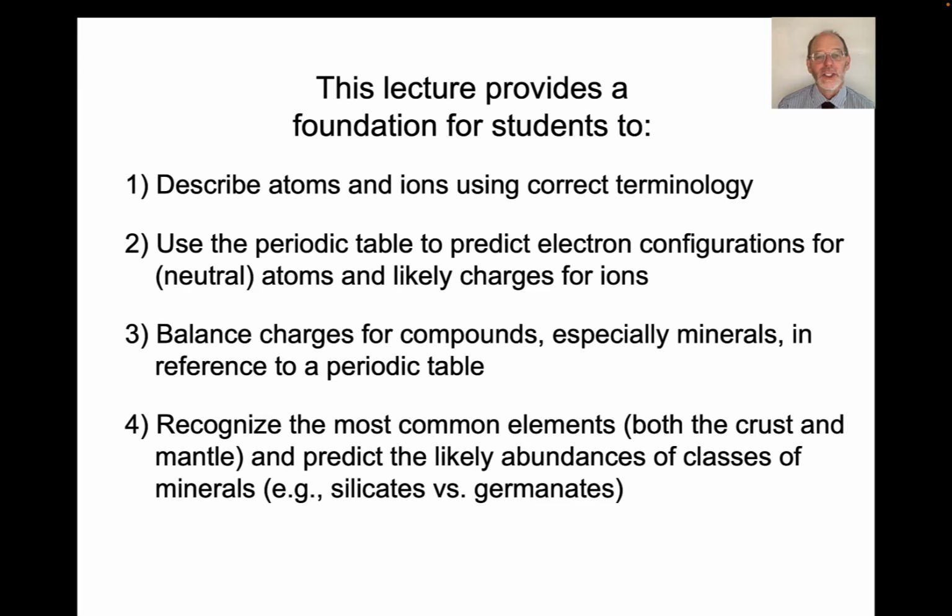At the end of this lecture, I hope that you would be able to use terms correctly for atoms and ions, use the periodic table to predict electron configurations, really likely charges for ions, to be able to balance compounds, especially for minerals, by using the periodic table, and then to recognize the more common elements in the crust and mantle and be able to predict the likely abundances of certain types of minerals. For example, there are lots of silicates because there's lots of silicon in the world. There's not very many germanates because there's not very much germanium in the world.